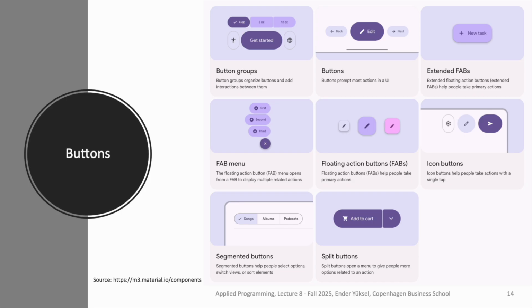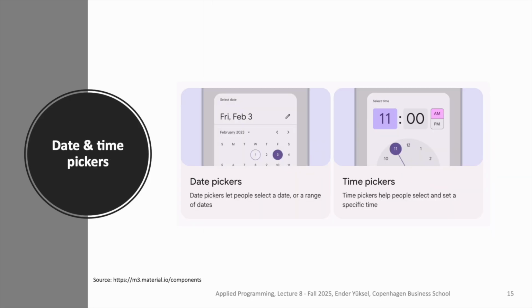As you can see, Angular Material provides us with a variety of buttons, and you can see simple buttons, extended floating action buttons, button groups, icon buttons, segmented buttons, and split buttons. And then date and time pickers. Date pickers make it easy to input dates in forms, for example. Similarly, time pickers also help us to select and set a specific time easily.